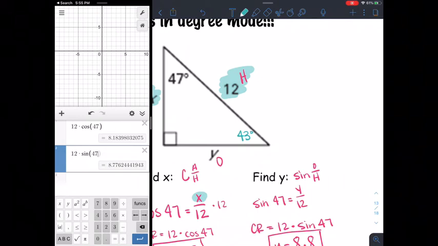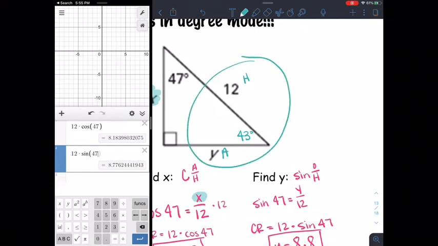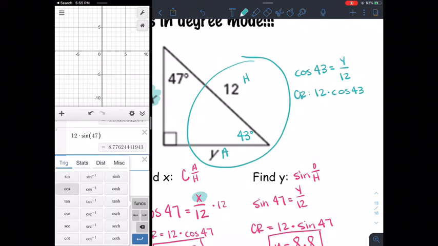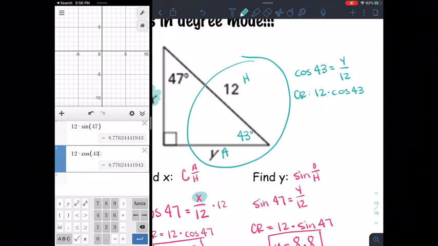So let's use the 43 and go back and find y again. So I'm going to switch these up here. This is now my adjacent and my hypotenuse. So if I want to use the 43 with these two, I'm now going to use cosine. Cosine 43 is equal to the adjacent y over the hypotenuse 12, and my calculator ready would be 12 times cosine 43. 12 times cosine 43. And notice that we get the same exact answers for y.